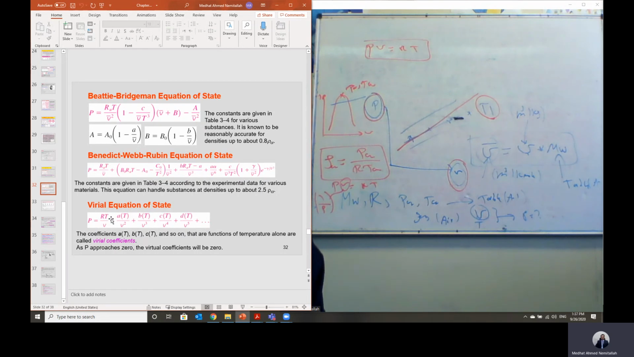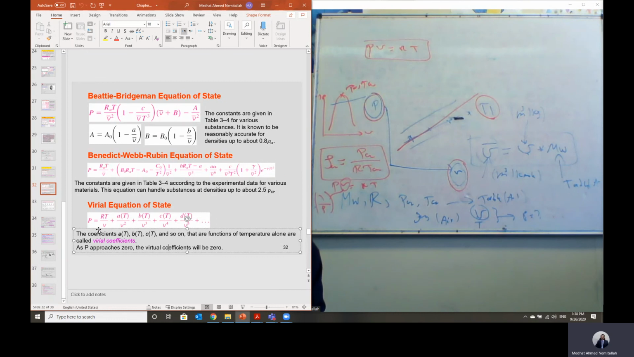At higher pressure, we can modify this equation by adding constants in a polynomial form: some constant A, which is a function of temperature, divided by v squared, plus B divided by v cubed, plus C divided by v to the power 4, and so on. So we can add terms depending on the value of pressure. If the pressure is higher, then we can add more terms. All of these constants A, B, C, D are functions of temperature, and their values should be 0 when the pressure is very close to 0.